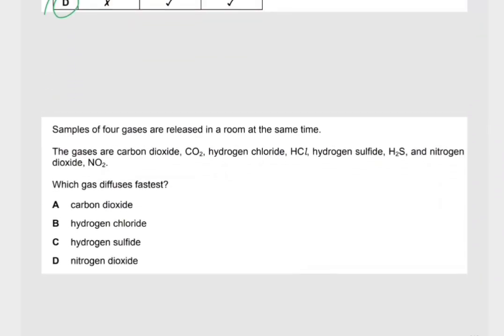Samples of 4 gases are released in a room at the same time. The gases are carbon dioxide, hydrogen chloride, hydrogen sulfide, and nitrogen dioxide. Which gas diffuses the fastest? The lightest one. So we need to look into the mass of all these. CO2 has a mass of 44. Hydrogen chloride has a mass of 36.5. Hydrogen sulfide has a mass of 34. And nitrogen dioxide has a mass of 46. So it has to be the one that's the lightest, H2S.